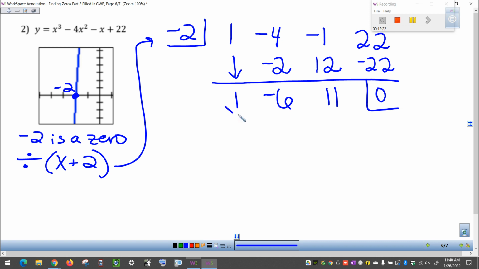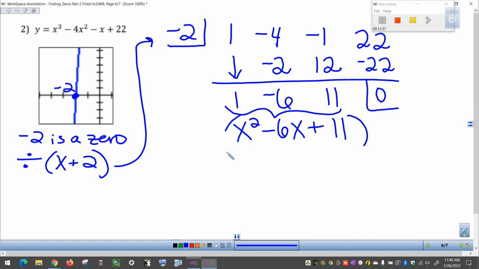Now let's go ahead and rewrite this as the polynomial that it represents, which is really 1x squared minus 6x plus 11. And if we were to put that in parentheses, what's really happening is that if that multiplies by the x plus 2 that we just divided it by, that whole thing will equal the original polynomial that we started with.